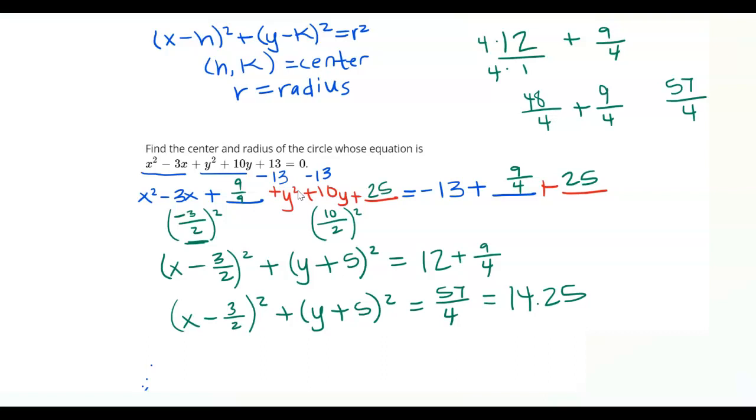Now we need to find the center and the radius. The center is just going to be the opposite of each of these, because notice it's x minus h, so h is the opposite of this part right here. So the center is 3 halves and negative 5. For the radius, we just need to take the square root of 14.25, and we would get 3.77.